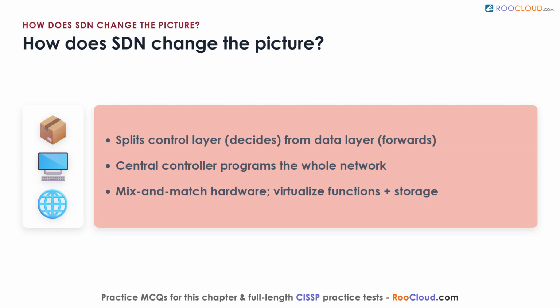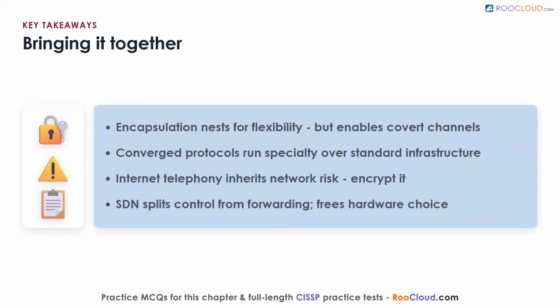So let's bring it together. Layered encapsulation lets protocols nest for flexibility, encryption, and tunneling, but that same power creates covert channels that bypass filters and cross boundaries. Converged protocols run specialized services over standard infrastructure, from storage networks to high-speed compute links. Internet telephony is a popular converged protocol that inherits network risks, so insist on encryption. And software-defined networking separates control from forwarding, centralizing management and freeing you from single-vendor hardware. See the layering clearly, and you can enjoy its benefits without trusting a boundary that has been quietly tunneled through.